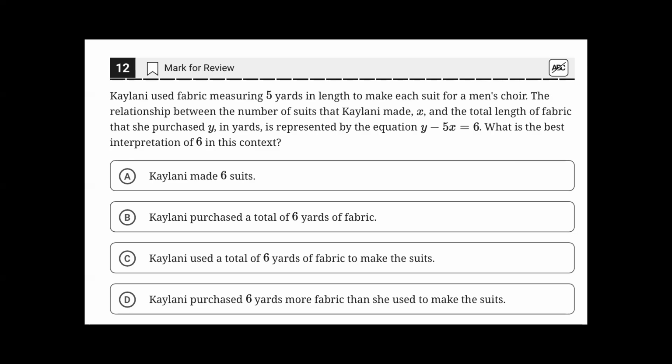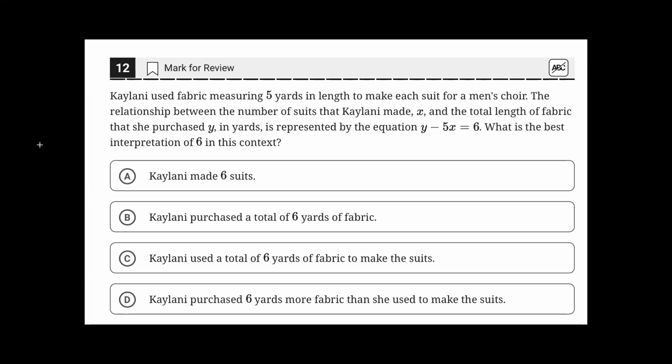This is question 12 from Module 2 Hard of Bluebook Practice Test number 5. Kaylani uses fabric measuring 5 yards in length to make each suit for a men's choir. The relationship between the number of suits that Kaylani made, X, and the total length of fabric that she purchased, Y, in yards, is represented by the equation Y minus 5X equals 6. What is the best interpretation of 6 in this context?